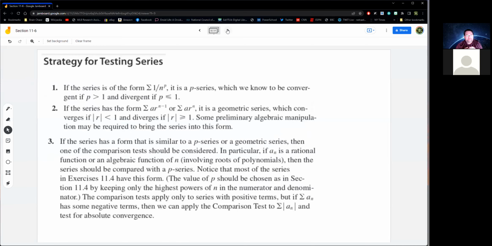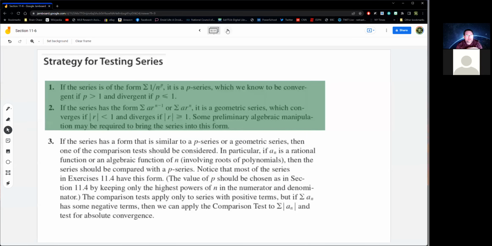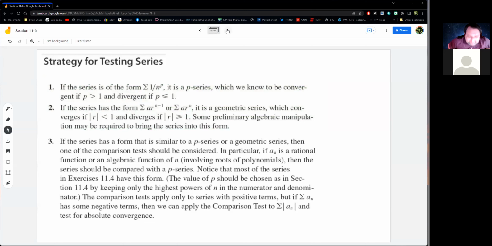All right. Here is all the tests. So here's how you decide which test to use. The first two things you're going to look at: P-series and geometric series. So if you have something that's in that format right there, that's a P-series. We use this test, and you're done with it.